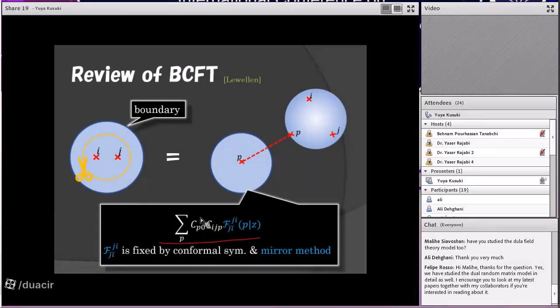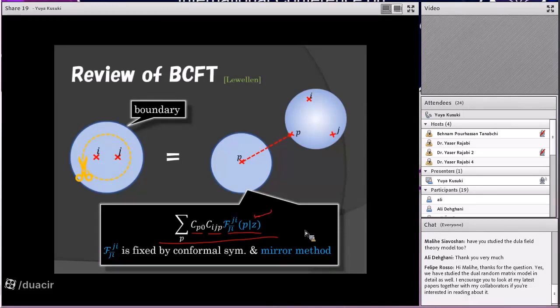Here we have a bulk-boundary OPE coefficient and a bulk OPE coefficient, and this is the so-called Virasoro conformal block. This is a special function, something like a hypergeometric function. So this does not depend on the theory. This is completely fixed by the conformal symmetry.